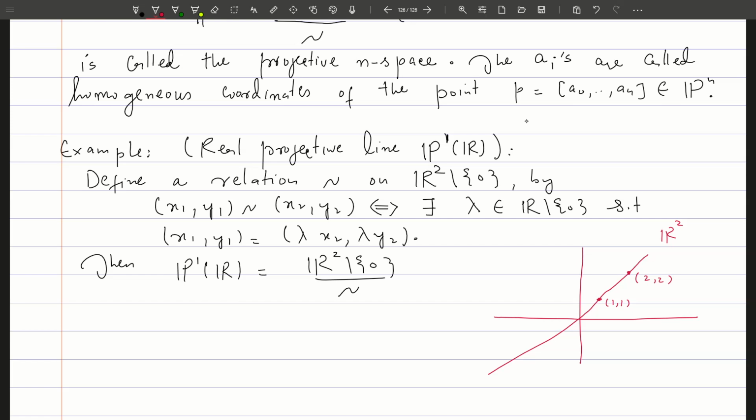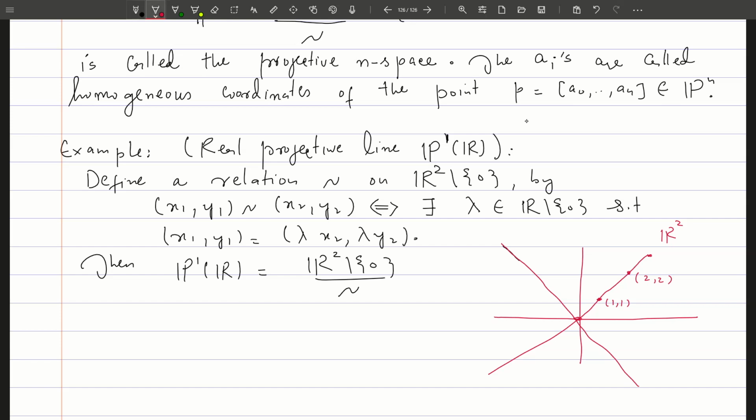Now if I look at this line, this will be some different equivalence class, and the set of all equivalence classes is just the collection of these lines through origin. So P1R is actually the collection of all lines through the origin. Now this line over here looks like R but with a point at infinity.